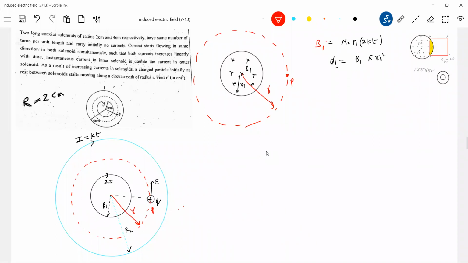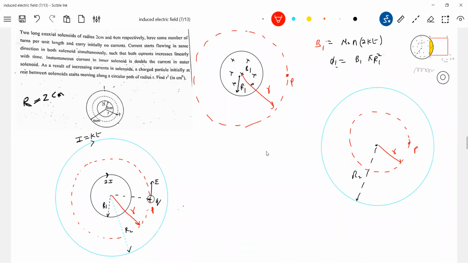Now let's come, draw a blue color line. Now where is the point P? Point P lies inside this solenoid. This is R2, radius R2. This is R1. Pi R1 square. And where is that trajectory of the charged particle? Will lie inside here. This should be R and there's the point P.